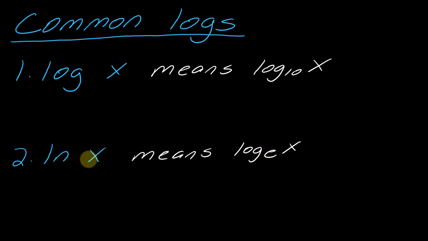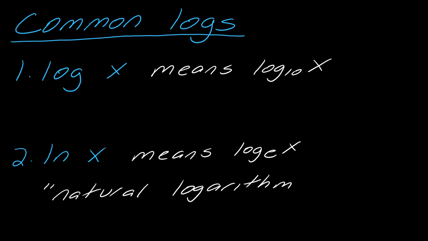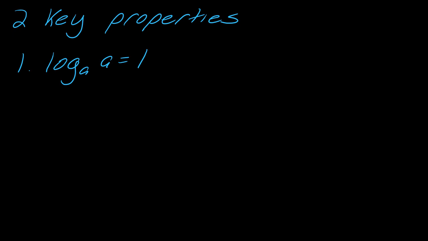But this is another one that's very, very common. It gets used all the time. This is pronounced as just the natural logarithm, and that is written ln, and it means natural logarithm. It comes up in lots of different applications, but there's nothing special about it. It's still a log. The other thing I wanted to tell you about are a couple of key properties that we've already been using.